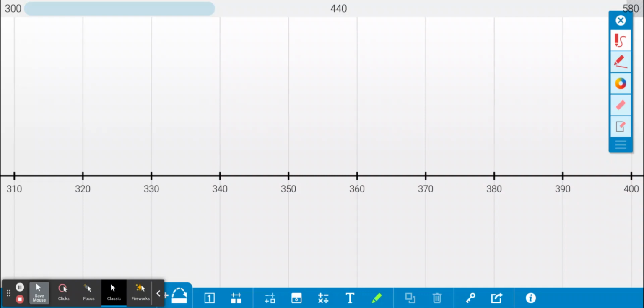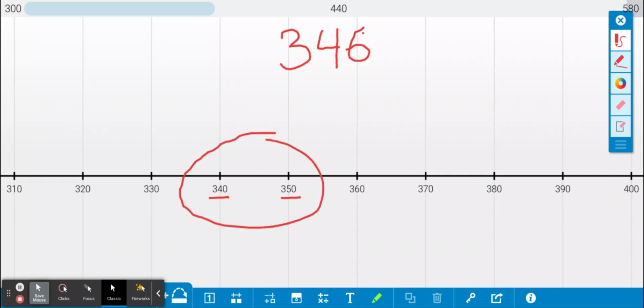Let's say we have the number 346, and I ask the students to round it to the nearest 10. We're going to take a look at a number line like the one below, and we're going to try to determine where about on this number line 346 would go. Now, I know that 346 is more than 340, but less than 350. So it's going to go somewhere on this section of the number line.